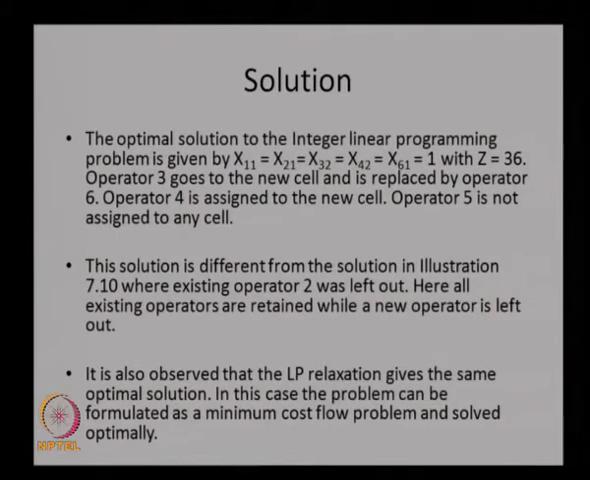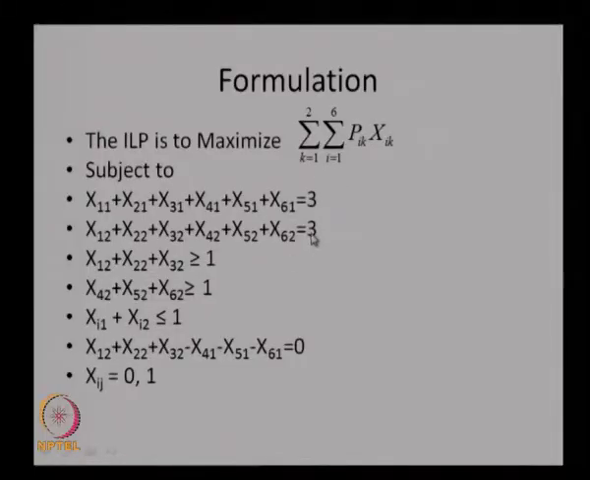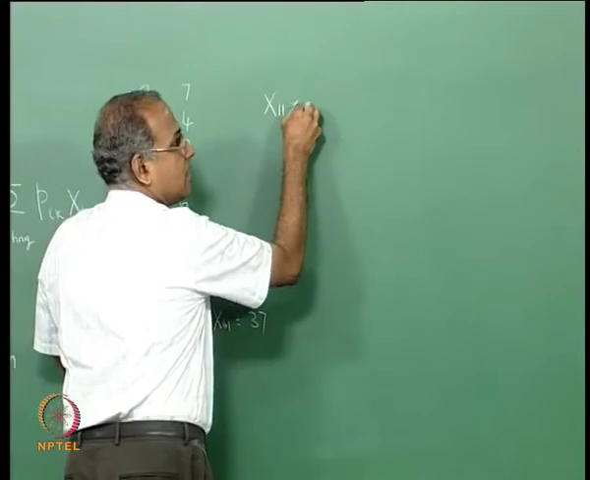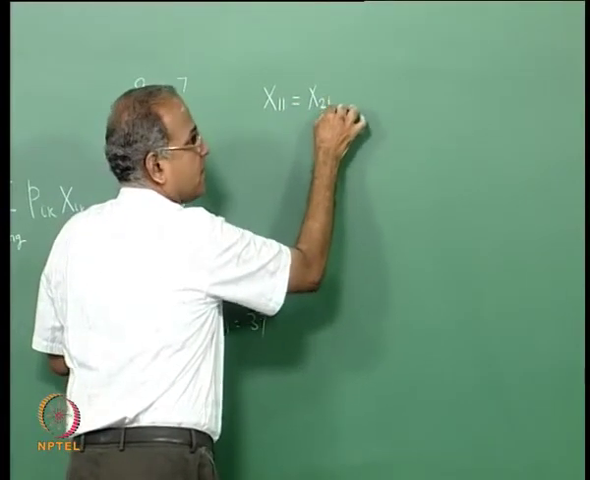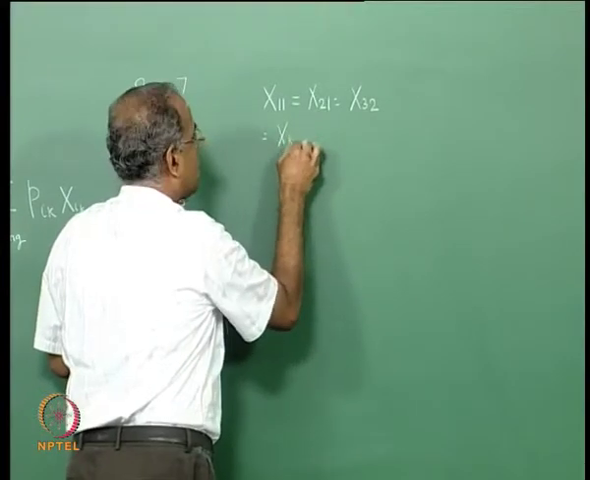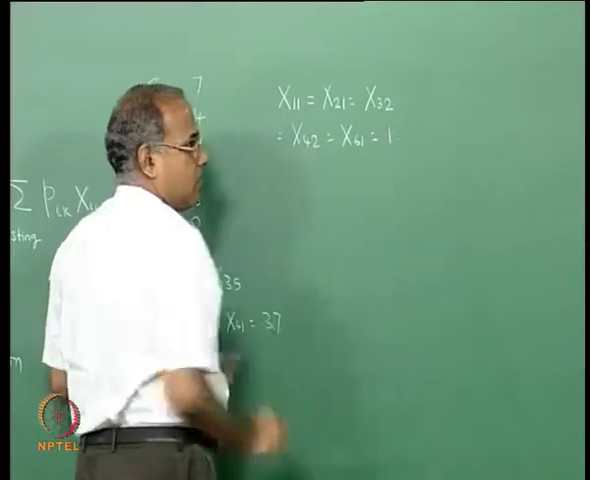So, there is a minor correction that this is not 3, this is 2. So, we need 2 people coming here. So, the solution for the new case will be x11 equal to x21 equal to x32 equal to x42 equal to x61 equal to 1.